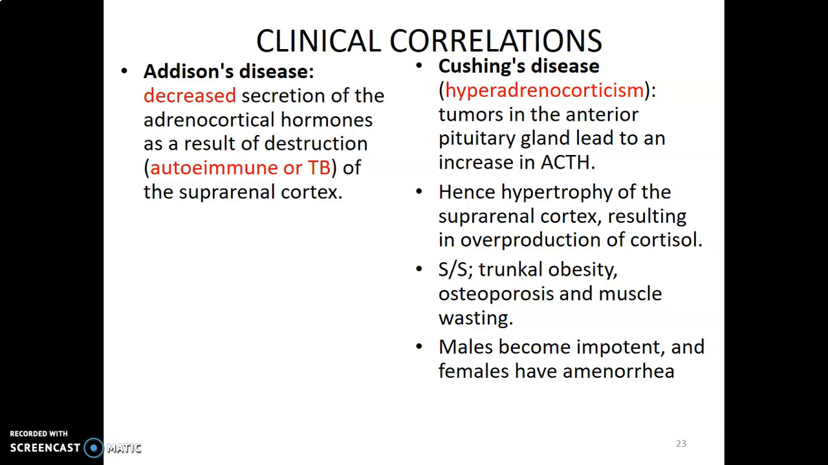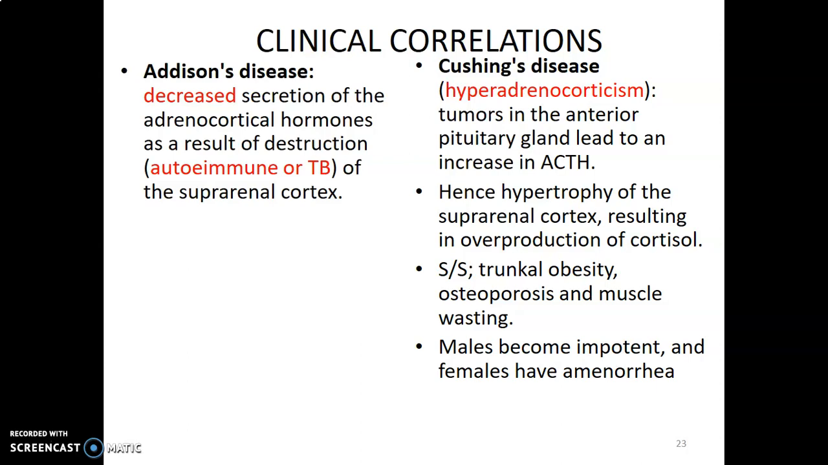You have hyperadrenocorticism. So it's now overworking. So when you have a tumor, for example, of the anterior pituitary gland, you increase adrenocorticotrophic hormone. Remember, the same way thyroid gland needed thyroid stimulating hormone from the anterior pituitary, adrenal cortex needs adrenocorticotrophic hormone from the anterior pituitary to control its secretions. So when you have a tumor of the anterior pituitary, you get Cushing's disease because now your adrenal cortex will be overworking. It's because of production of ACTH.